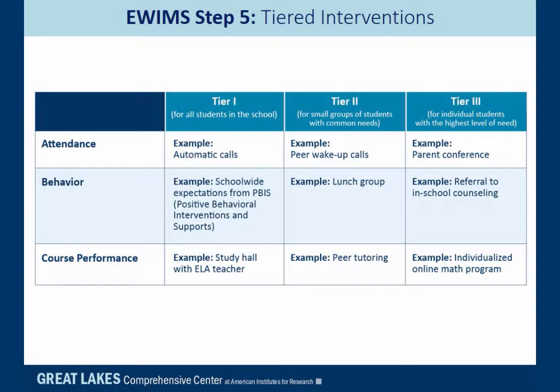This table demonstrates taking stock of interventions that already exist by tier. The table includes one intervention for each early warning indicator, attendance, behavior, and course performance, for tiers 1, 2, and 3. Schools will have multiple interventions for each early warning indicator at each tier. Having a tiered system of intervention helps match students' needs to the right interventions.